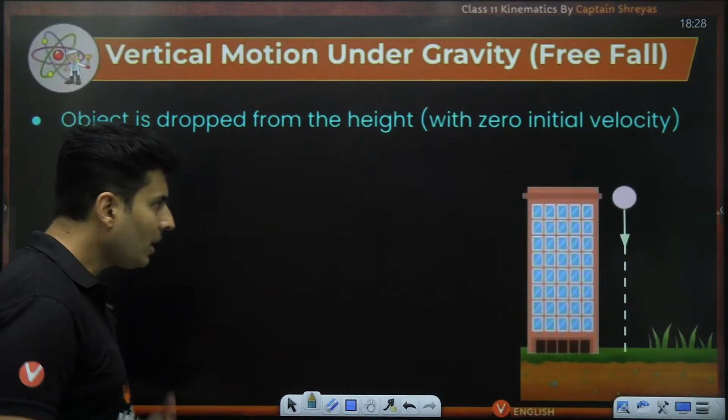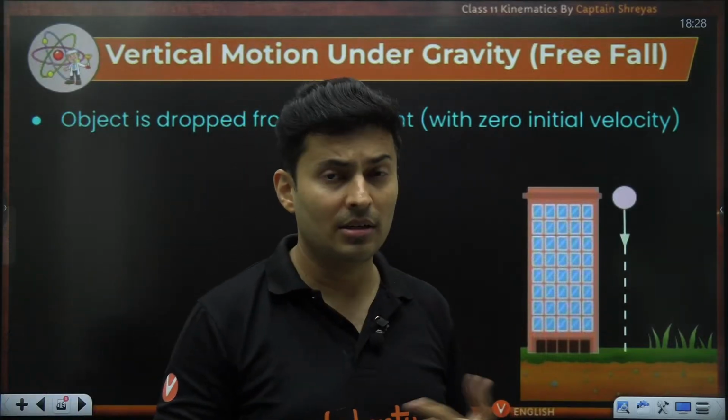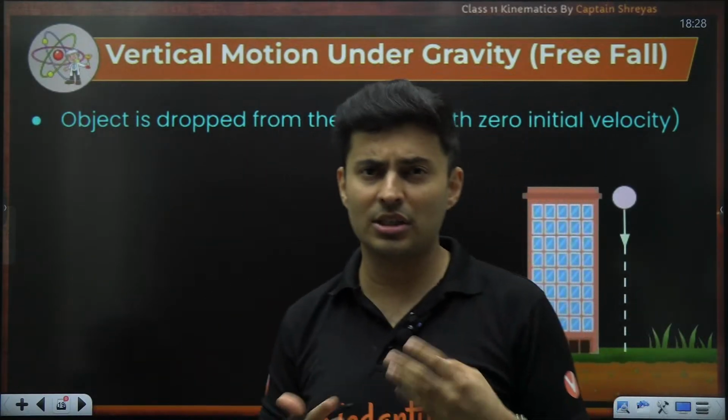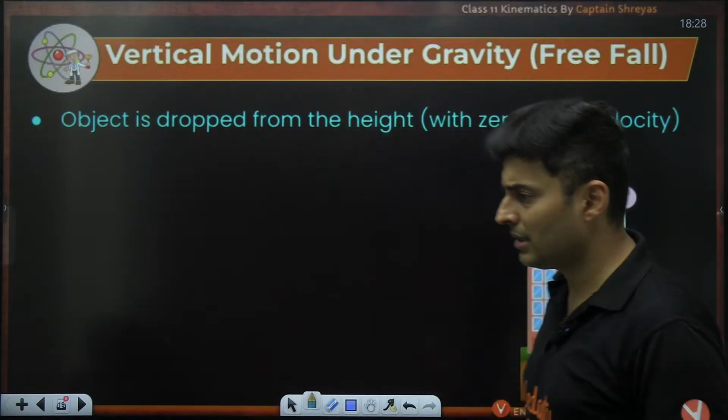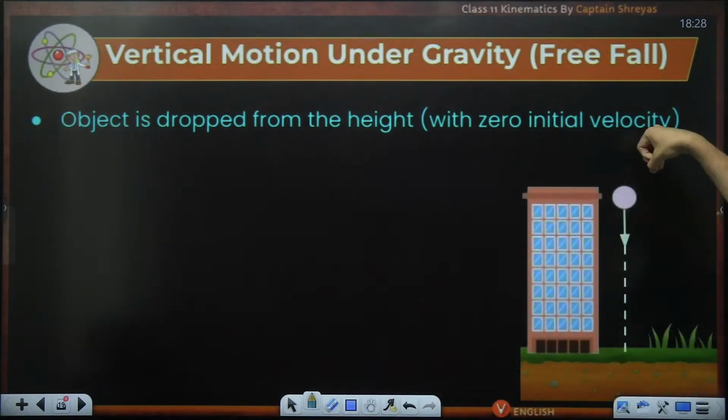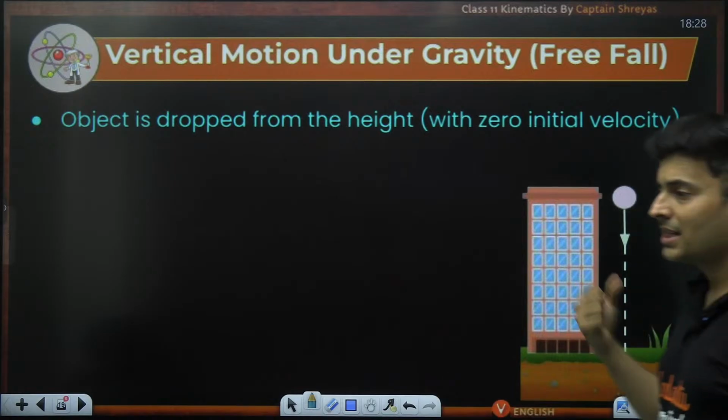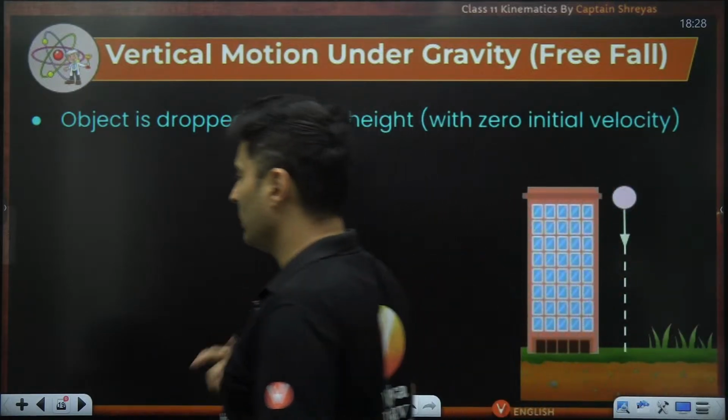Okay. Now, let's do the next variation. There are going to be mixed problems also. First, let's see the three variations, and then we'll come to the mixed questions. If you drop the object from the top, then what is the outcome?